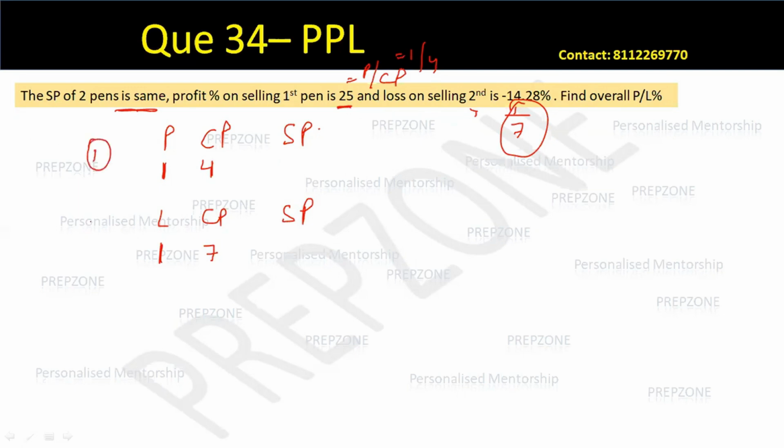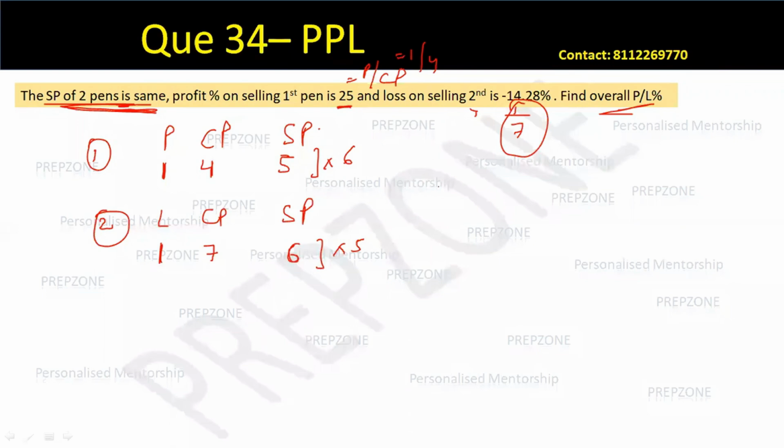In the first case, selling price will be cost price plus profit, which is 5, and in the second case it will be 6 and not 8, right? Because you had a cost price of 7, you basically incurred a loss of 1 unit, so it comes out to be 6 units. But now given kya hai? Selling price of the 2 pens is the same, which means you have to make these quantities the same. So you will multiply all of this by 6 and all of this by 5, and you have to calculate overall profit and loss percentage.